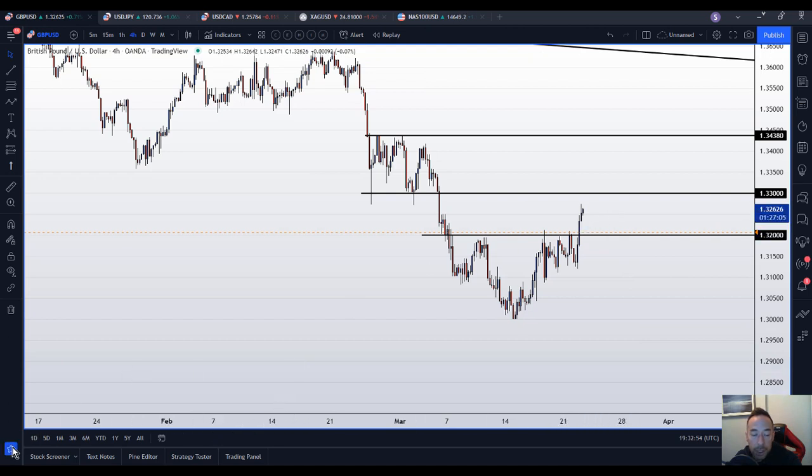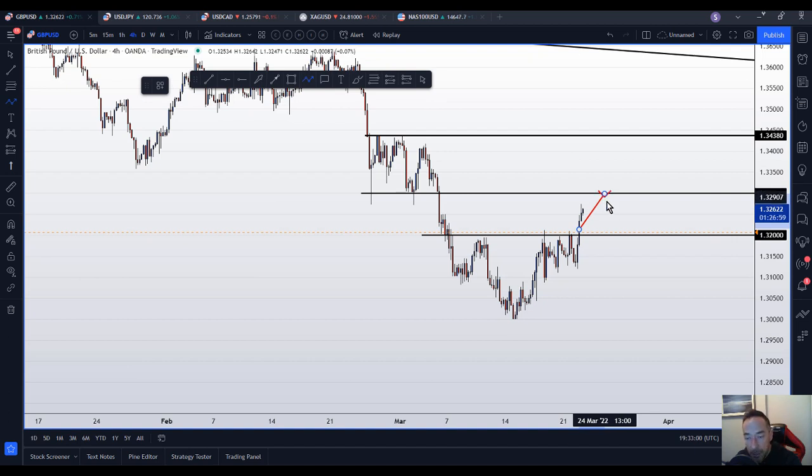We may not get that pullback. We may go straight there, in which case you could look for sellers to come in and potentially look to sell back to 1.32. There we may see buyers come in again, and we might see something like this and break 1.33, look for a retest, and potentially come and trade up into 1.34.